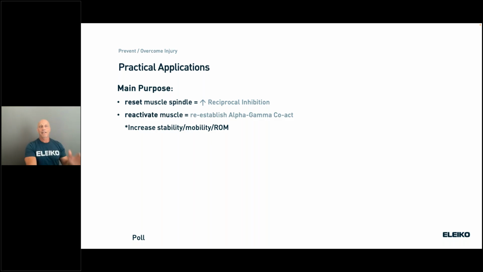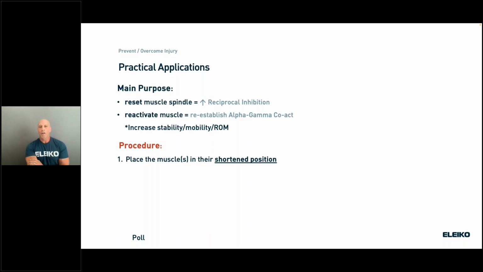I've got dozens of stories. You reset the spindle and you reactivate the muscle. It means you've reestablished the alpha-gamma coactivation. That immediately improves stability, mobility, and range of motion all at once. So you've done everything at one time without sacrificing anything else and without doing something that overrides the system. You're doing something that reboots the system. The procedure is very simple.